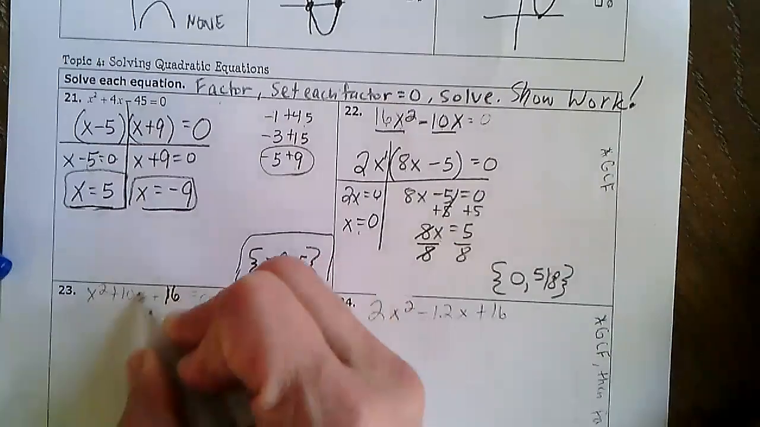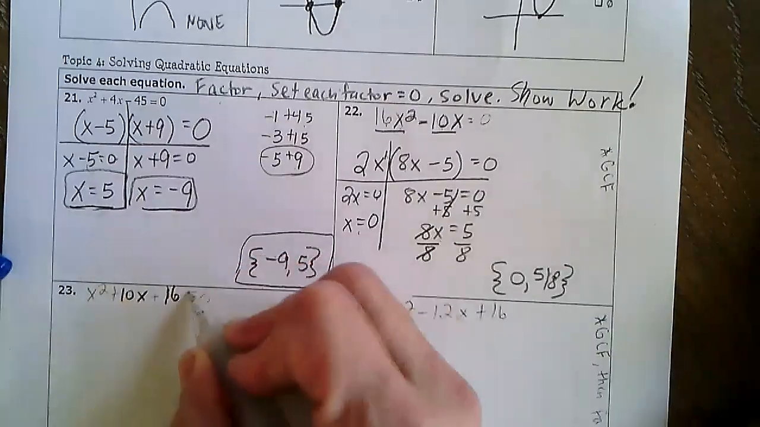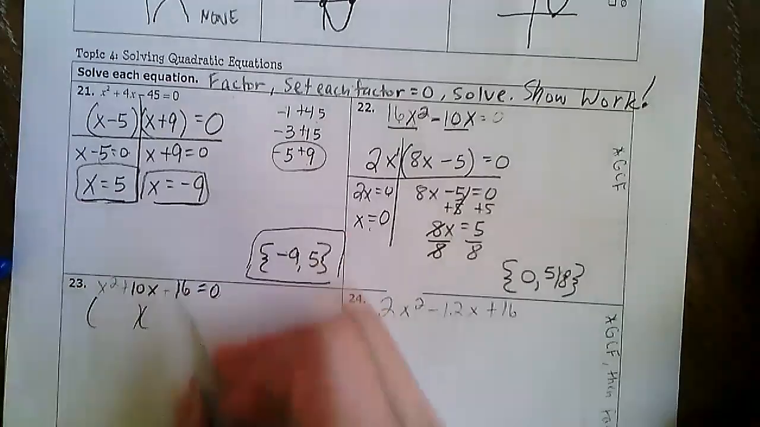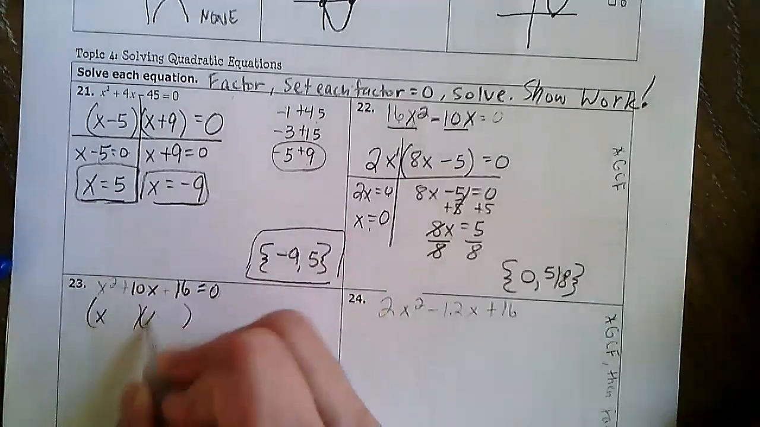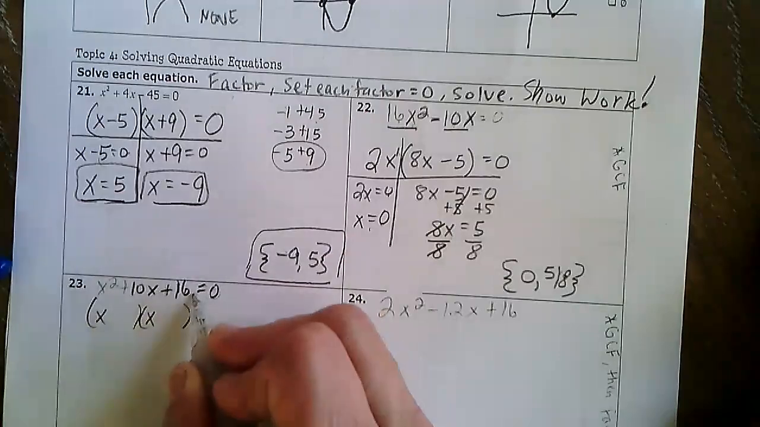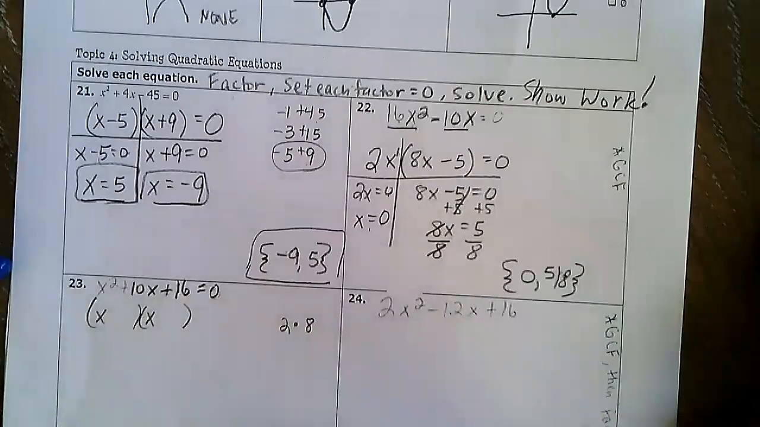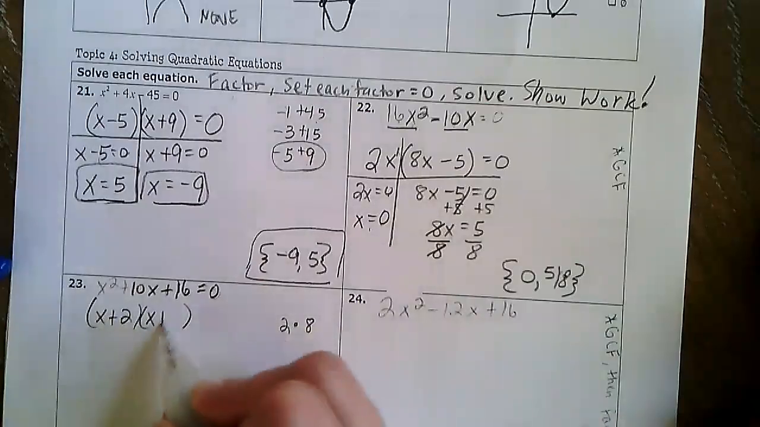Okay, this one didn't run off good either. That's a 16, and that's 10x, and that's equal 0. So we're going to factor this like we did number 21. What multiplies to give me 16 and adds to give me 10? That's going to be 2 times 8. So x plus 2, x plus 8.